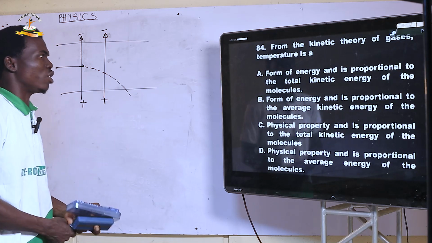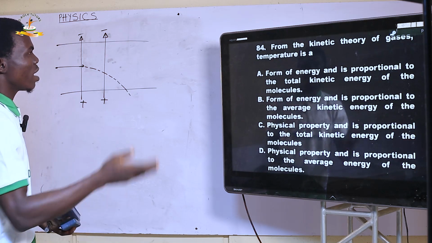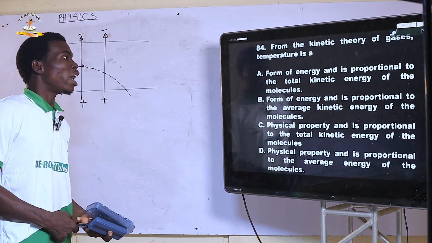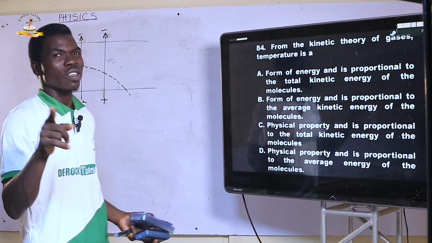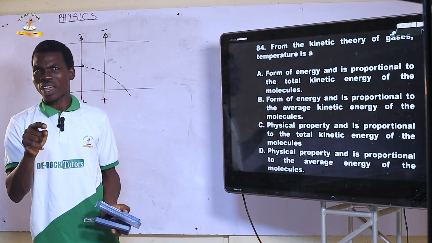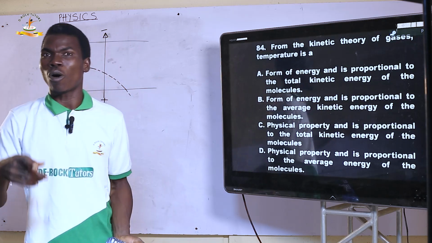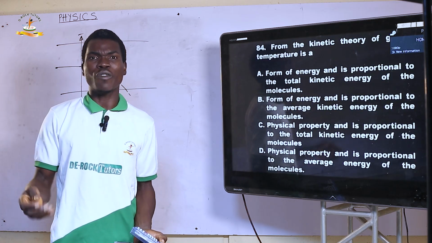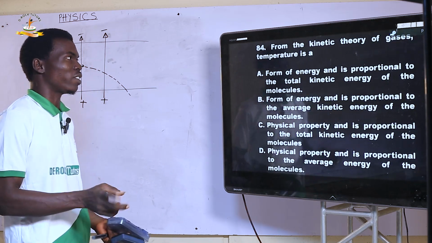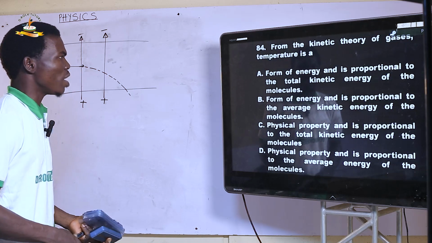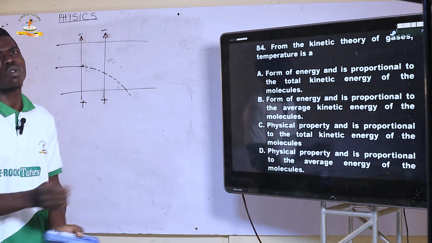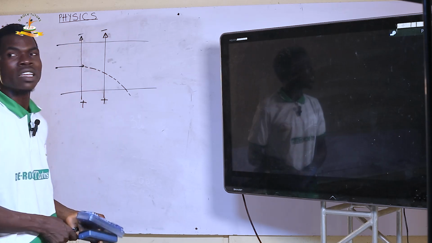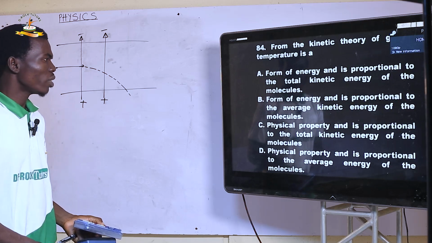All right, let's take a look at the question again. From the kinetic theory of gases, temperature is what? A, a form of energy, and is proportional to the total kinetic energy of the molecule. It didn't say temperature is a form of energy. However, heat is a form of energy. Temperature is never a form of energy. Temperature is just a measure of the degree of coldness or hotness of a body. So it is not a form of energy, and kinetic theory will never tell us that. B, form of energy. It is not a form of energy. So any option that has to do with form of energy, you have to remove out of the likely options.